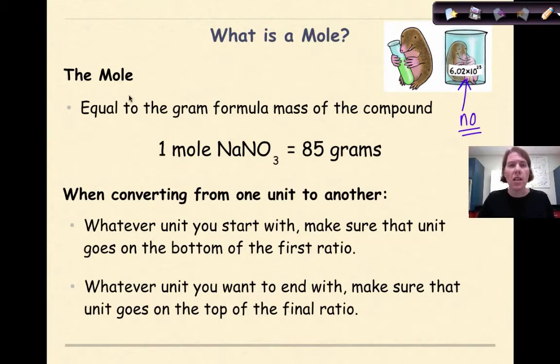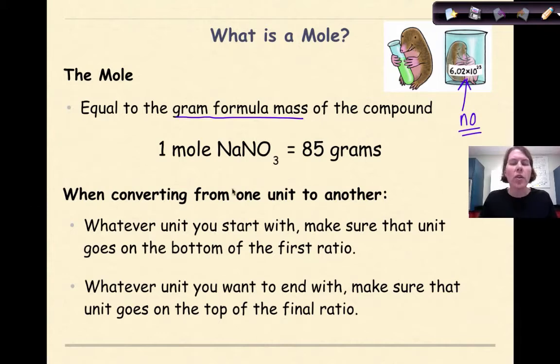In the world of Regents chemistry, the mole is basically equal to the gram formula mass of a compound. An example, 1 mole of sodium nitrate is equal to 85 grams per 1 mole. The mole basically represents a large quantity of a substance. Where are you going to see the mole on the Regents exam? One, if they ask you to find the gram formula mass of something, which is equal to 1 mole. And the other places that you're going to find the mole is in really 3 different situations. If you're converting from grams to moles, moles to grams, or moles to moles.